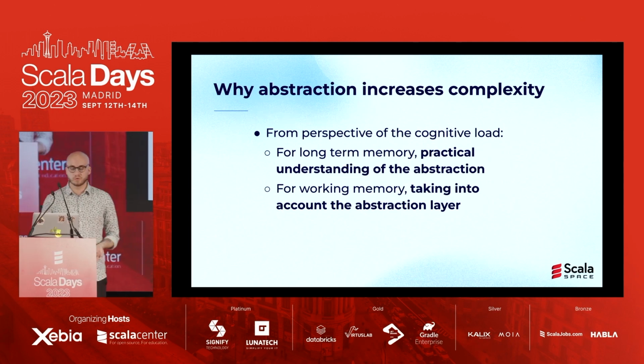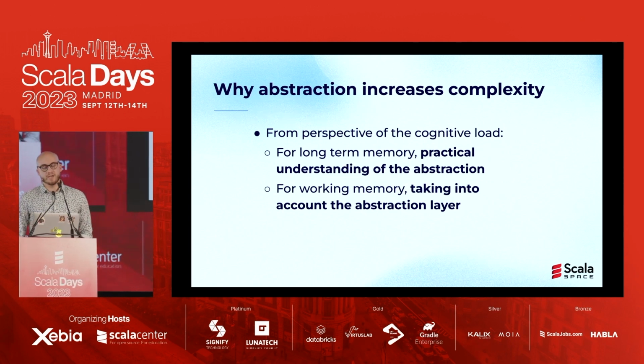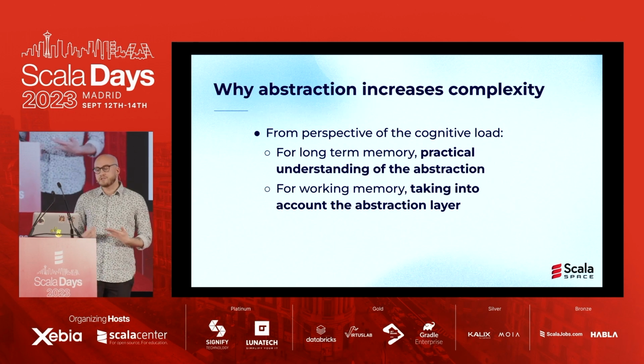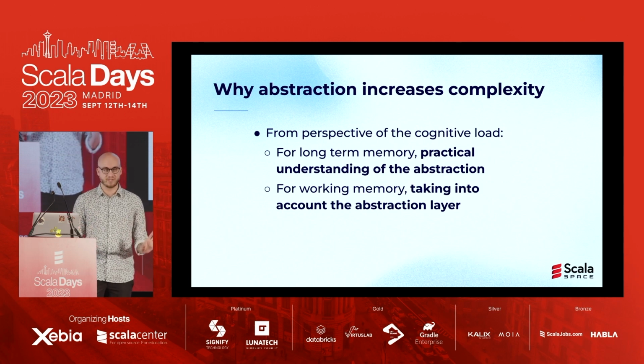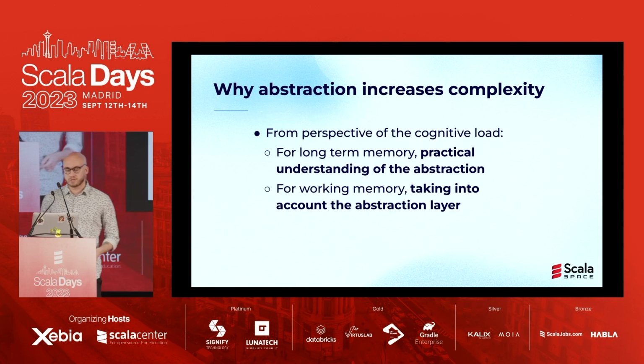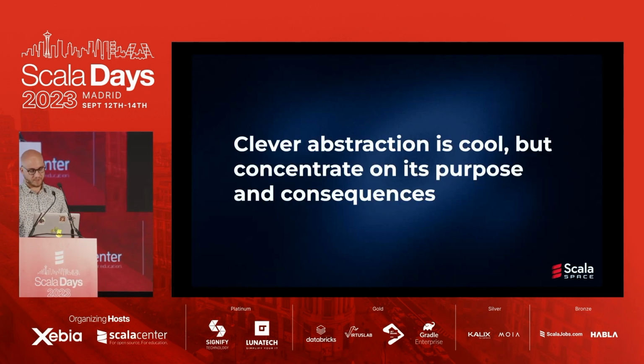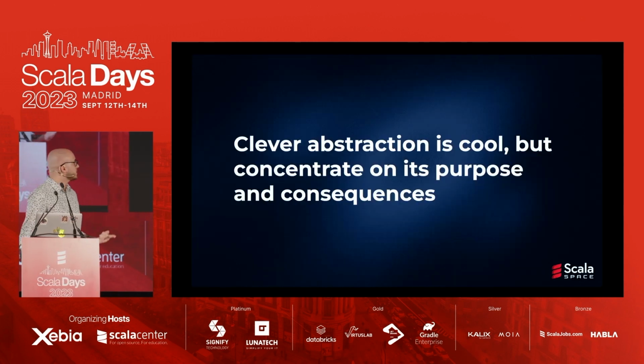So we decided to not do that in the toolkit. And for the working memory, it even always involves some additional context that you have to keep in mind. If you're adding 2 integers, then you're just adding integers. But if you're operating on I/O of 2 integers, then it's additional cognitive load that we don't want in the toolkit. So in general, clever abstraction is cool, but we thought in the toolkit that we should concentrate on the purpose of this abstraction and the consequences of it.